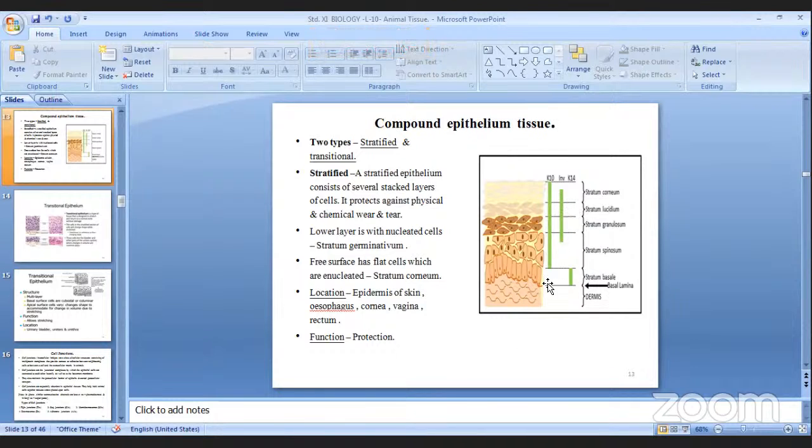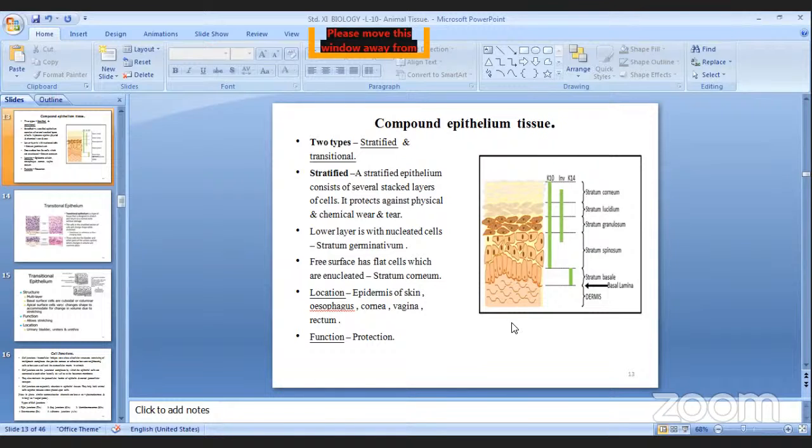They are germinating. New cells are being germinated, and then they reach the upper layer. They become without nucleus, and then it is known as the stratum corneum. So these are the different layers you can see over here. Every layer is labeled. Many layers are present, therefore it is known as compound epithelial tissue.